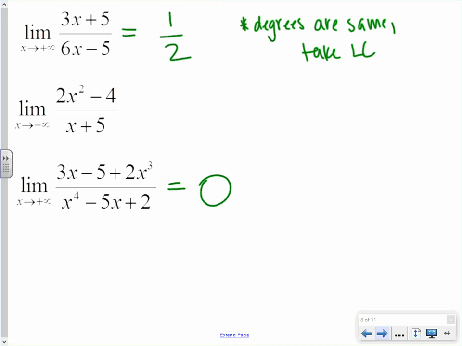Another way for you to look at this is the denominator is going to get bigger faster than the numerator is. So our denominator is getting bigger and bigger, which means our fractions are getting smaller and smaller. We're approaching 0.